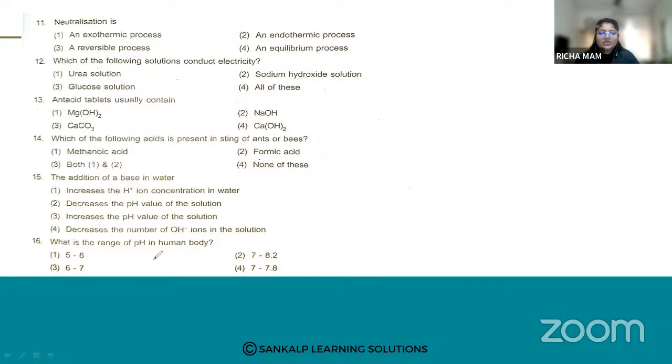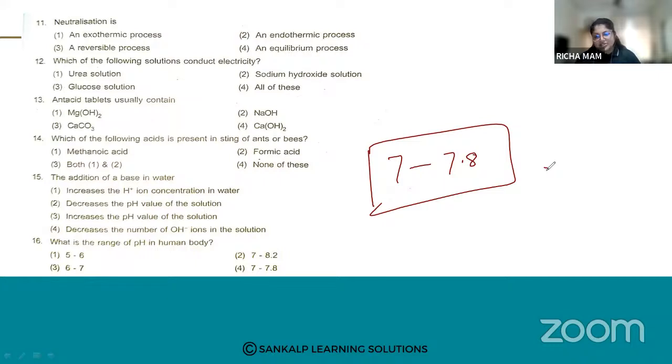What is the range of pH in the human body? It should be 7 to 7.8, neither acidic nor basic, so a neutral pH. So the range of pH in the human body is 7 to 7.8. Remember that.